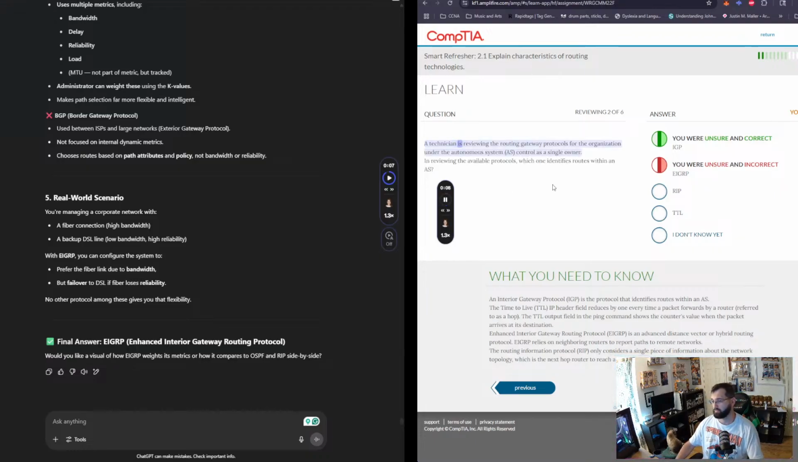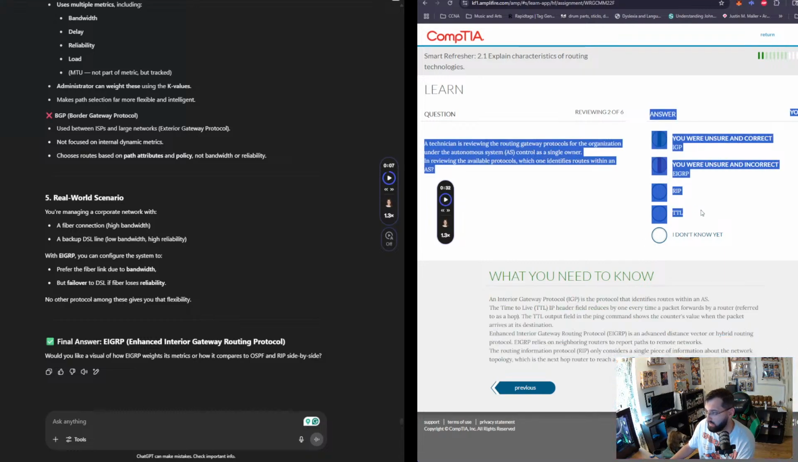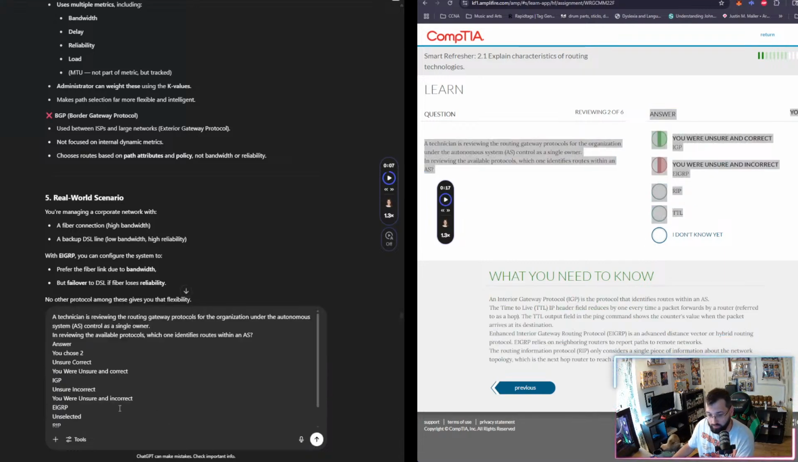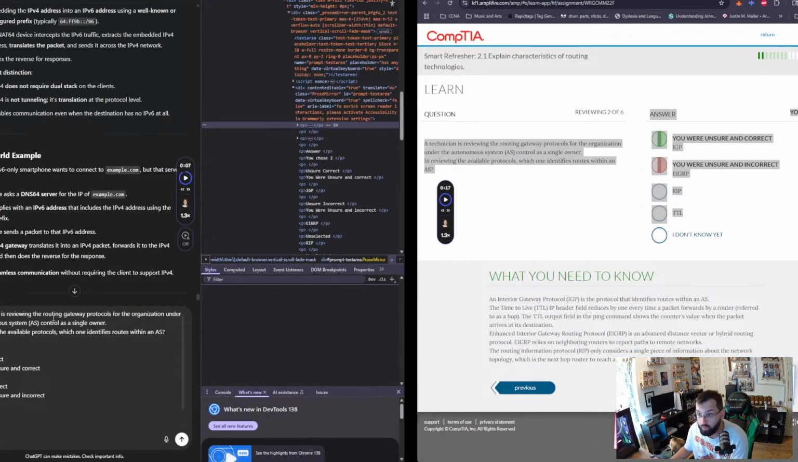A technician is reviewing the routing gateway protocols for the organization under the autonomous system, AS, as a single owner. In reviewing the available protocols, which one identifies routes within an AS? Okay, we're going to do this as well. Next.